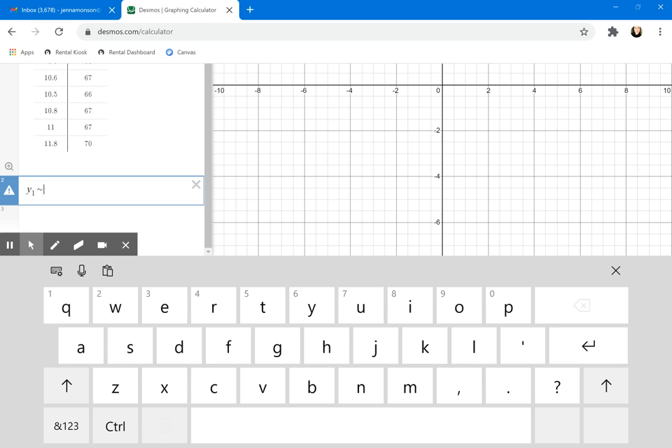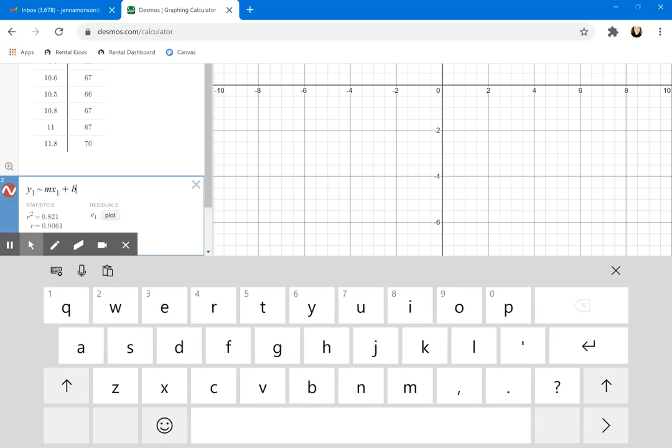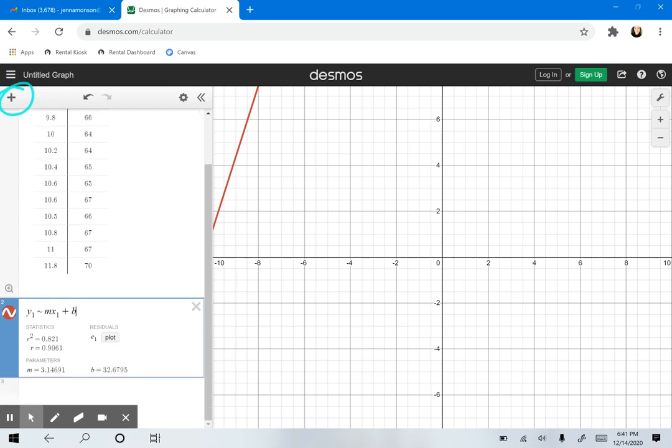y1 tilde mx1 plus b. So type that in, just like that, okay? Now notice down here, this little thing called residuals. Actually, before we click on that, click on that little wrench button in the top right corner.